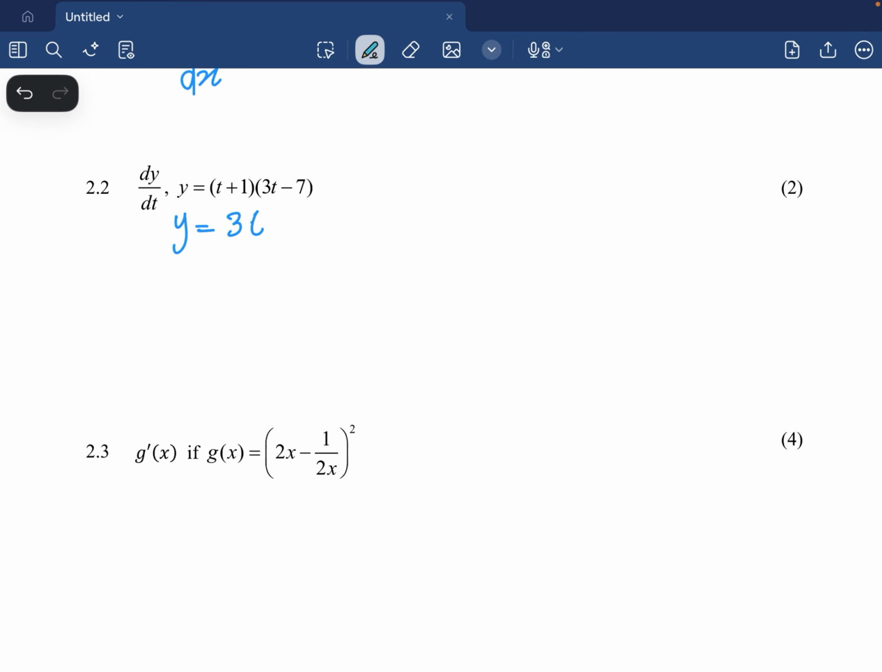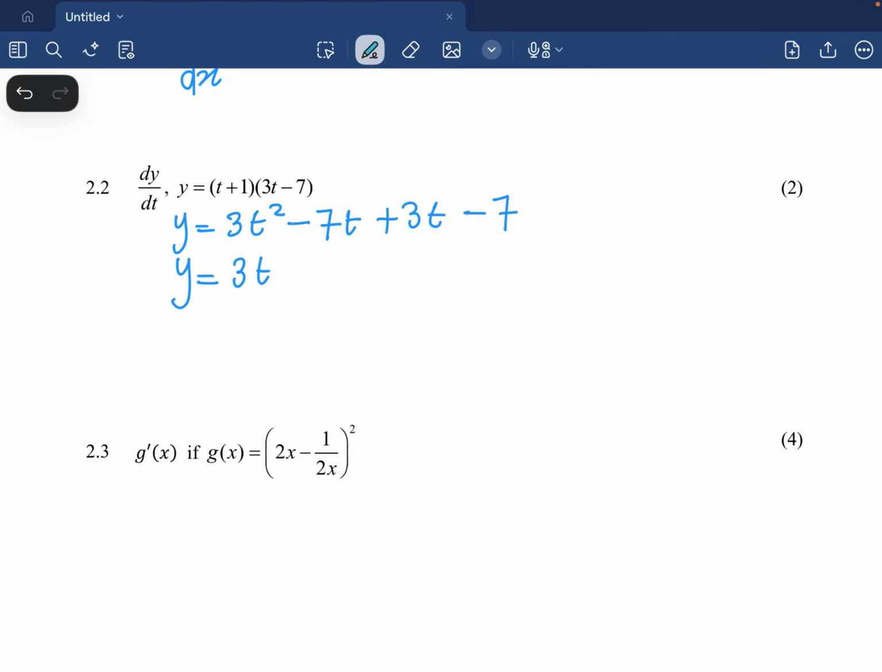That is going to be a 3t squared. Then when you multiply a t with a negative 7, you're going to get a negative 7t. You multiply a 1 with a 3t, you're going to get a positive 3t. You multiply the 1 with a negative 7 here, in this instance is going to be a negative 7. All right, and then you further simplify this.